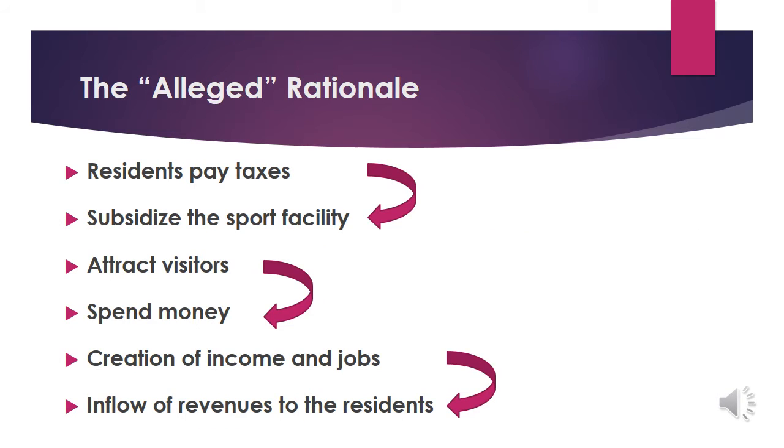The alleged rationale or flow of money for economic impact is as follows. The residents essentially pay taxes, which is the seed money that the residents provide in terms of tax revenue, general sales tax, and property taxes. This revenue then subsidizes the sport facility or arena, which in turn attracts visitors who then spend their money at the event or the arena.